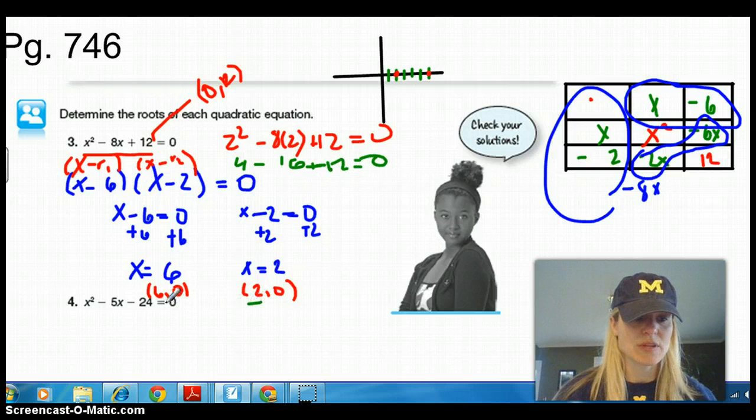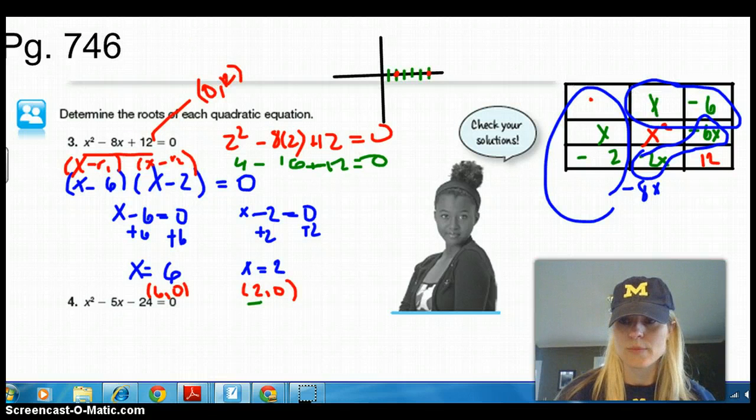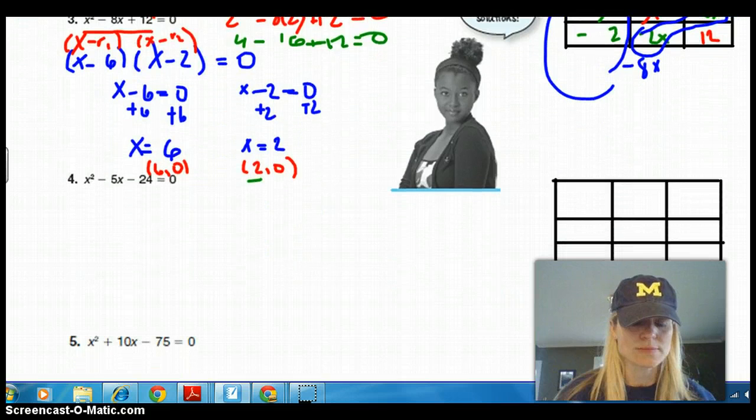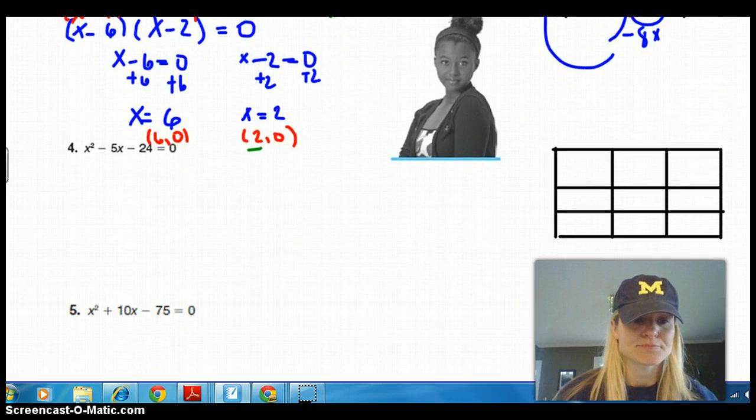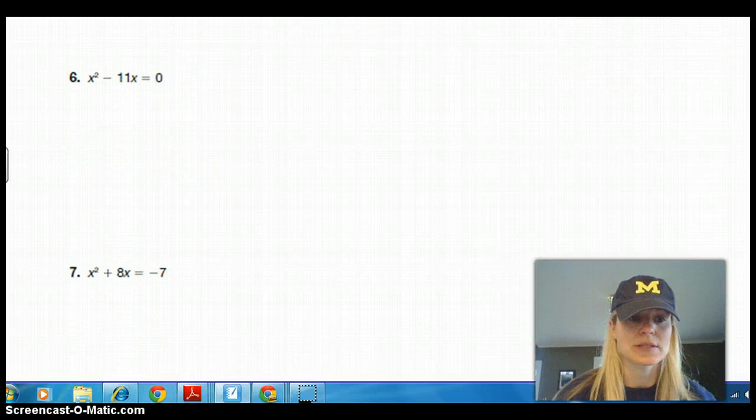And then I can do the same thing with the 6. I can plug in here. I get 6 squared minus 48, which would be negative 12 plus 12 equals 0. So you can check and see if those are correct. So I want you to go ahead and pause the video and complete number 4 on your own, and 5, and then we'll come back and do 6 together.